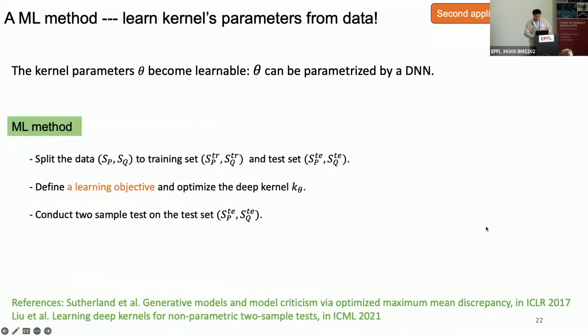We first split the data into the training set and the test set. Second, we define a learning objective, optimize the deep kernel, and learn the kernel parameter theta. Then we conduct the normal two-sample test using the optimized deep kernel on the test set. Then the next question is how to define the learning objective.